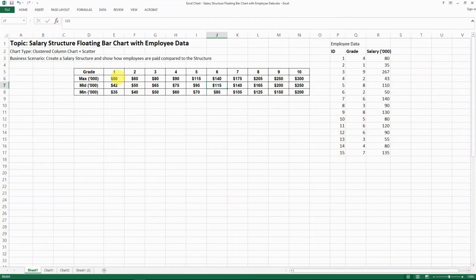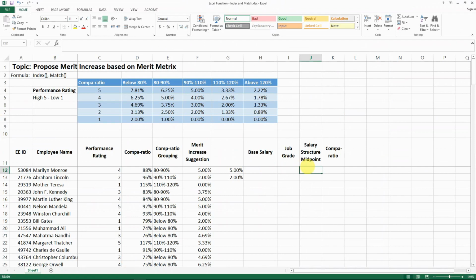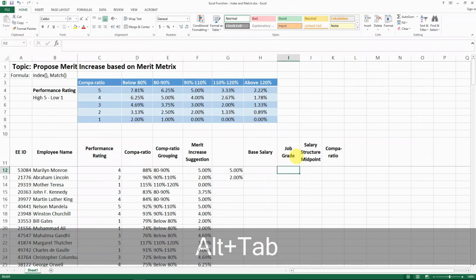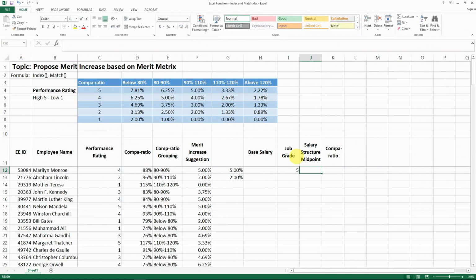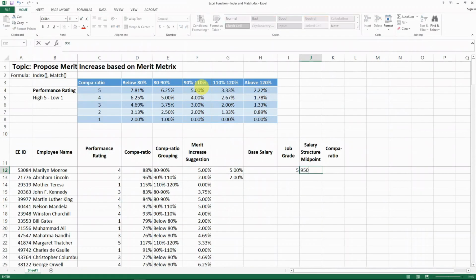In this video, I have given a sample salary structure by job grades, and for each job grade, you have the minimum of a salary range, the midpoint, and the maximum. This is a common table that you would see for a very typical salary structure in an organization. So let's assume for illustration purposes that our employee here is in job grade 5, which means that, based on the salary structure sample, the midpoint is 95,000. So let's put 95,000 there.